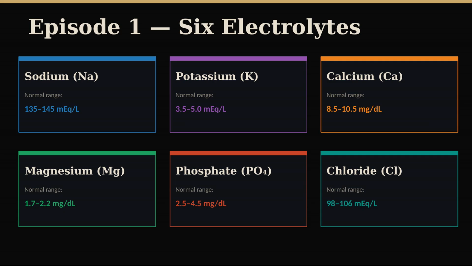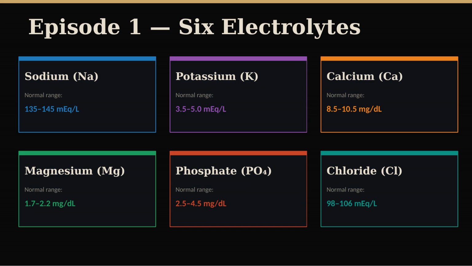Here are the 6 we'll work through, and their normal ranges. Sodium, 135 to 145. Potassium, 3.5 to 5. Calcium, 8.5 to 10.5. Magnesium, 1.7 to 2.2. Phosphate, 2.5 to 4.5. And chloride, 98 to 106. Memorize these cold because the entire diagnostic process starts with a single judgment. Is this number outside the box?